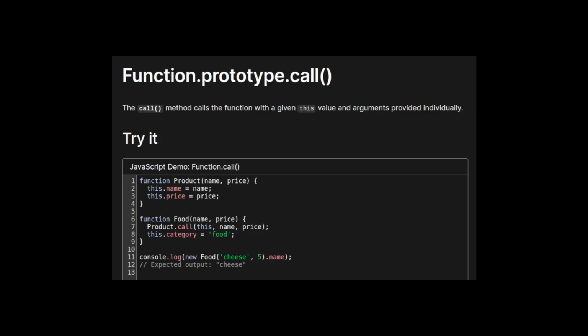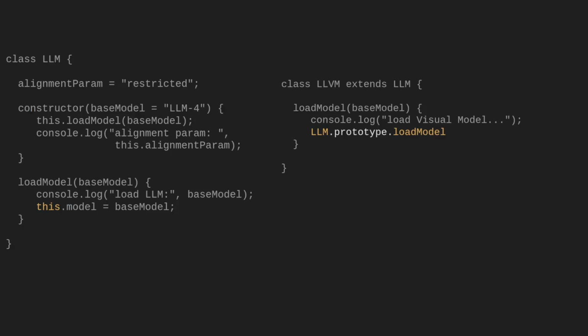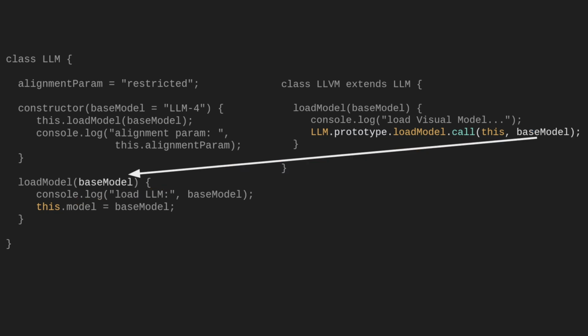To solve this problem, we can use the call method that any function has. To use it, first write the name of the function or method, then write the method call. As the first argument, give it the value you want this to be inside the method you are using call on. In this case, we want the object being created to be the value of this inside loadModel. Inside LLVM, the object being created is referenced by this. Finally, we can follow this value with the argument to give to loadModel.